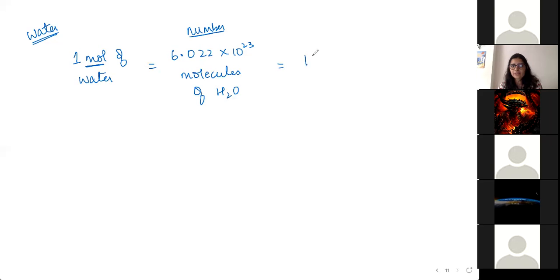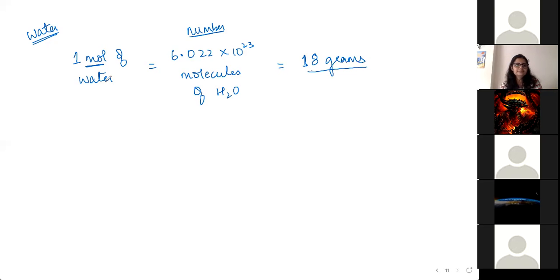Okay. Water is a compound, so consider the molecular mass of water. So what molecular mass did you get for water? Ma'am, 18. 18, right? If it were one molecule, it would have been 18 AMU, but you are not considering one molecule, you're taking these many molecules, right? So this will be equal to 18 grams.